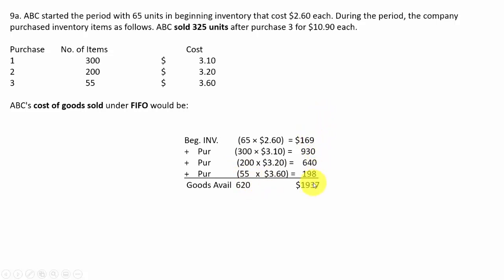Total dollars available were 1937. And here's what you sold. You sold 65 at 260. You sold a total of 325, and here's how you got there. 65 at 260, which is this batch. 260 at 310, which is this batch. And that's it. That's what you sold. Because these two pieces together will give you 325 units. And that's a total of $975, which is the cost of goods sold under FIFO.